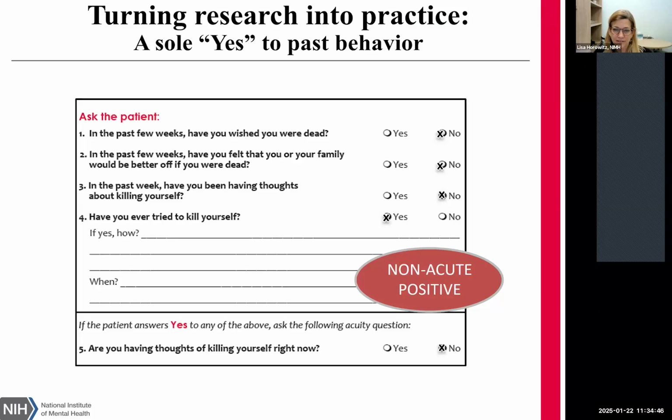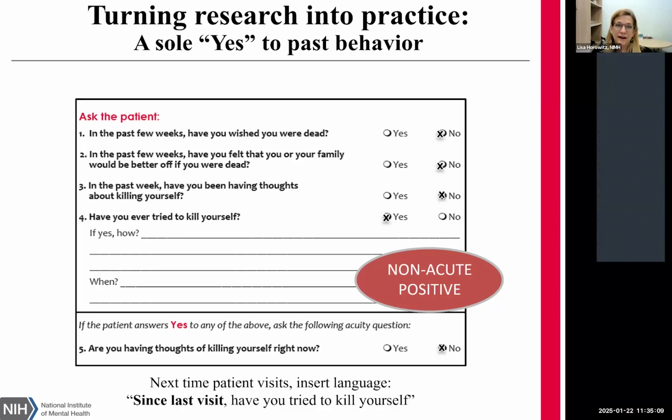So I'm going to show you the caveat to this. The other thing that's going to happen is once somebody screens positive like this, every single time they come in, they're going to be positive, right? Because once you have it in your past, you have it in your past. So, through the help of Captain Lester, we have tweaked the EHR now that when you have this non-acute positive, you can say to the patient, since last visit, have you tried to kill yourself? And if that's no, and everything else is no, then the patient can move out of the pathway and you just go on with whatever they came to the clinic for.